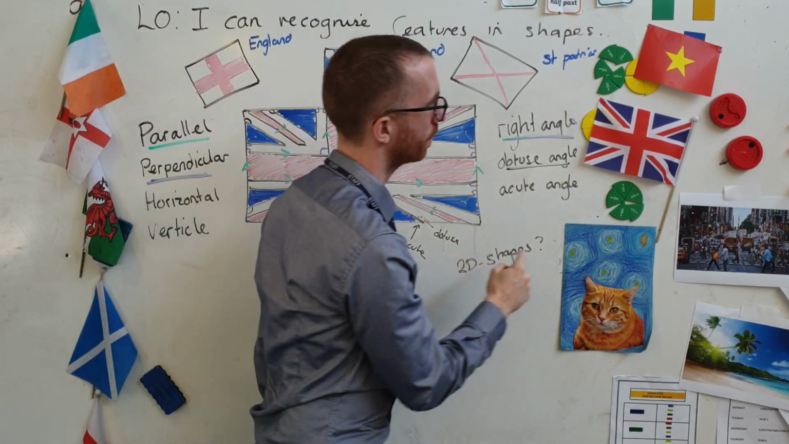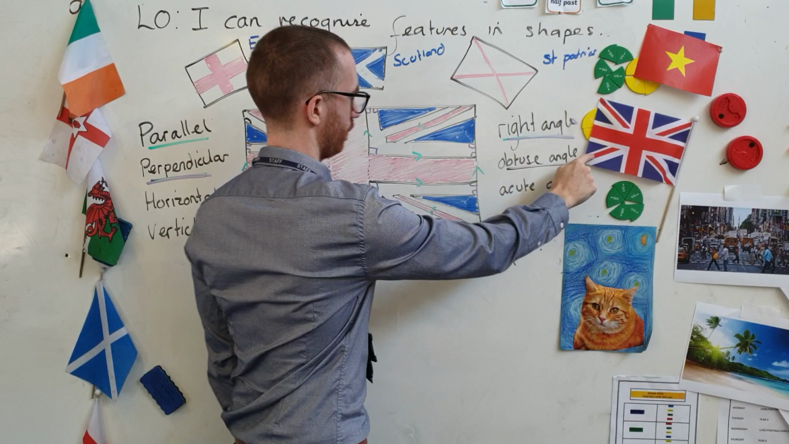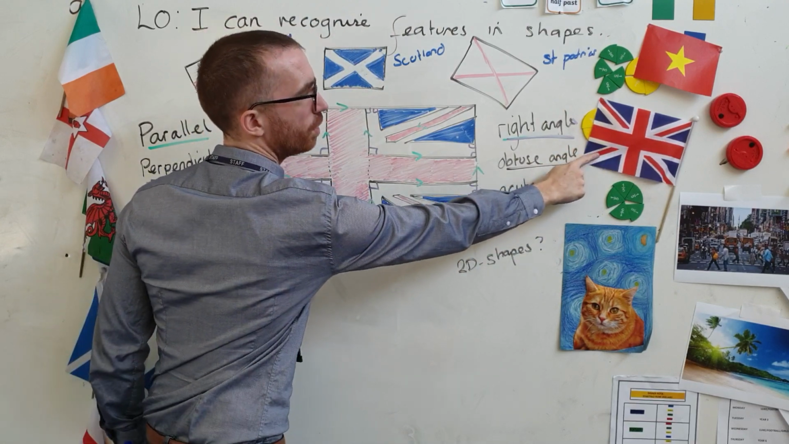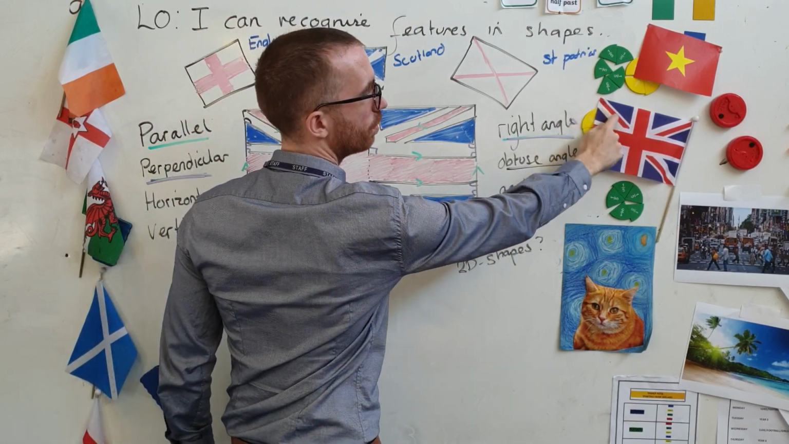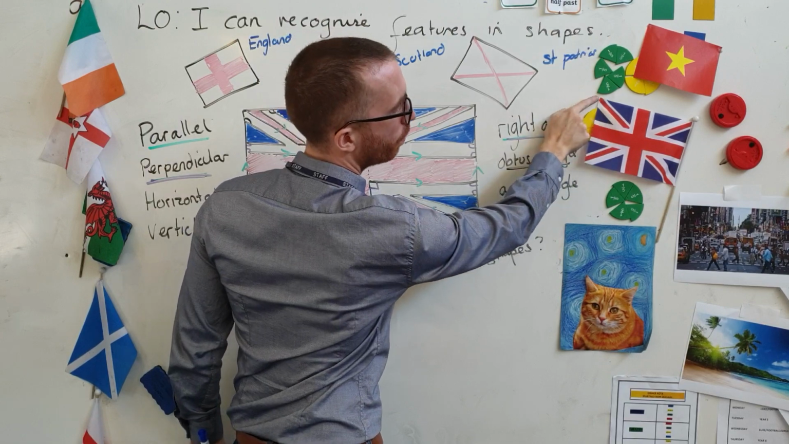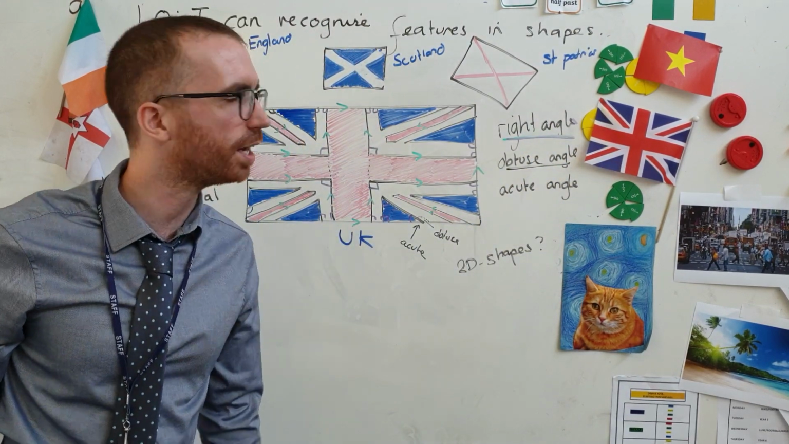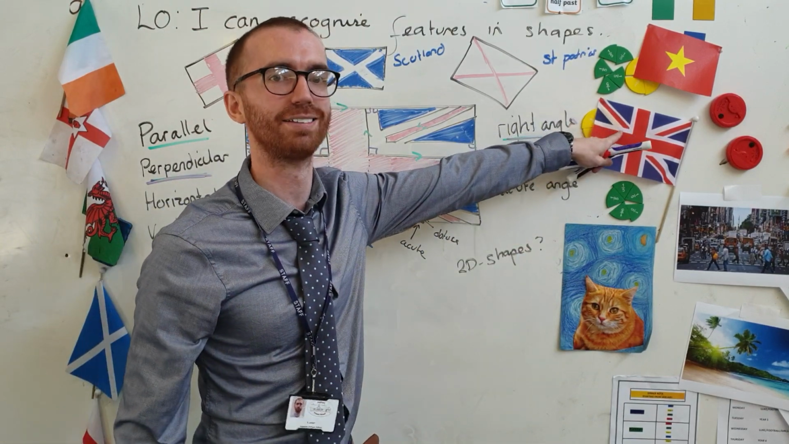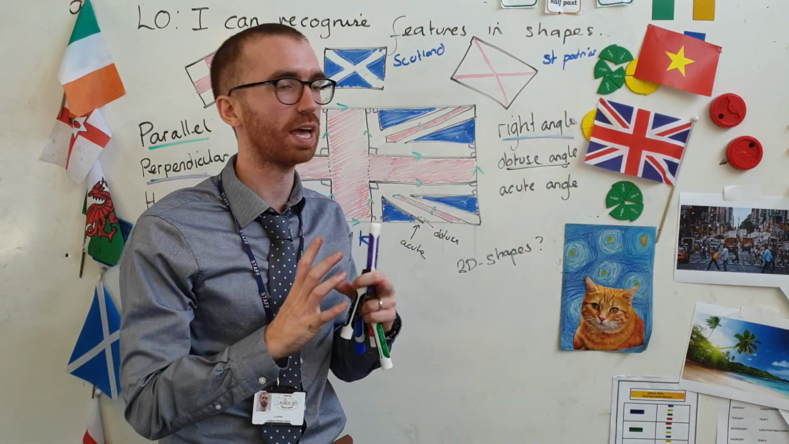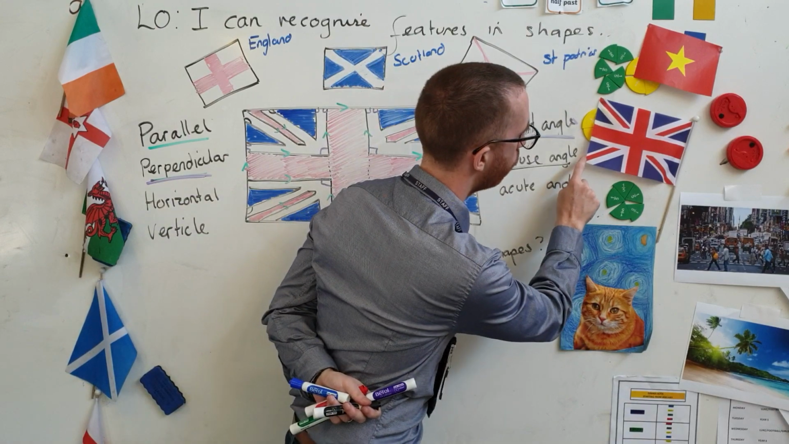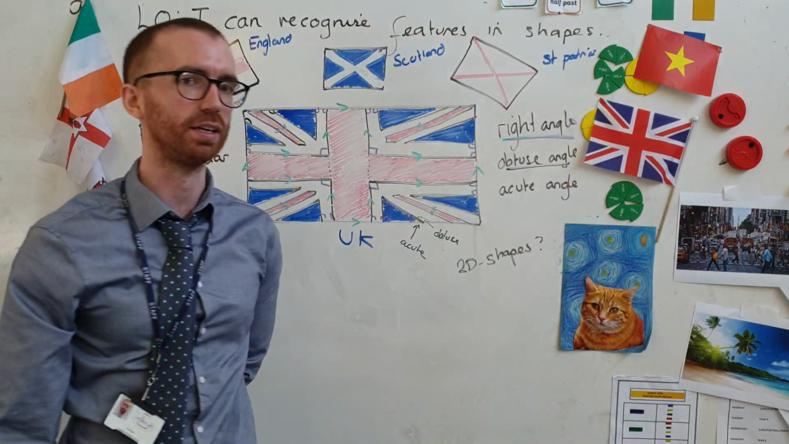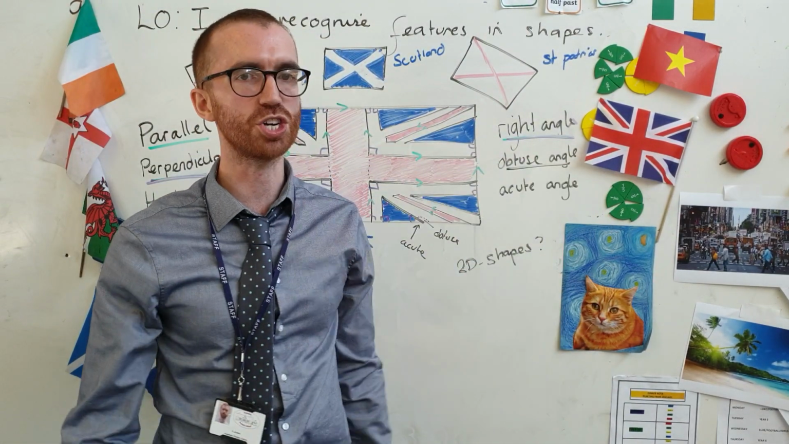Well, if I look on here, these lines coming from this side, if you look on the flag, are actually different to these ones at the top. The ones at the top here have 1, 2, 3, 4, 5, 6 sides. 6 sides means that that is an irregular hexagon. It's irregular because they're not all the same length. This one here has 1, 2, 3, 4 sides, which means that that is a quadrilateral.